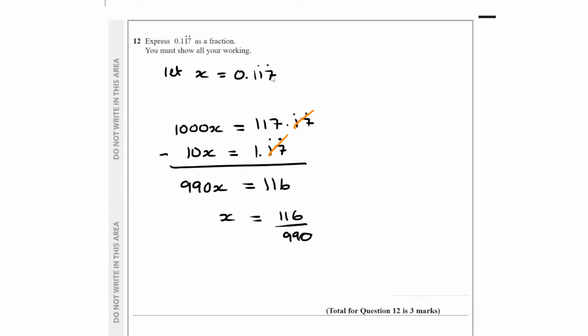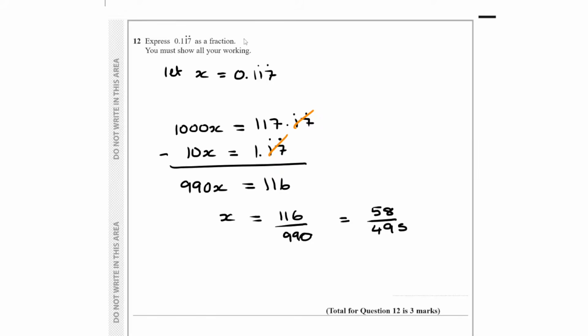They haven't told you to simplify it, so you don't have to. But yes, I've seen someone said in the chat, yeah, you got 58 over 495. Exactly. It would simplify if you divided by 2. You don't have to because they haven't said you have to, so it's completely up to you. Just make sure you read the question. If they tell you to simplify it, then obviously do.